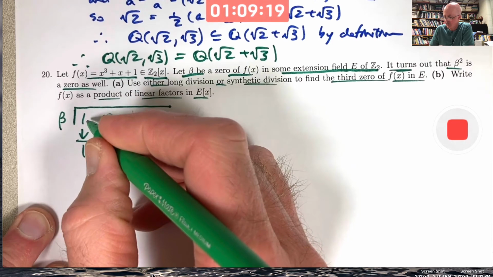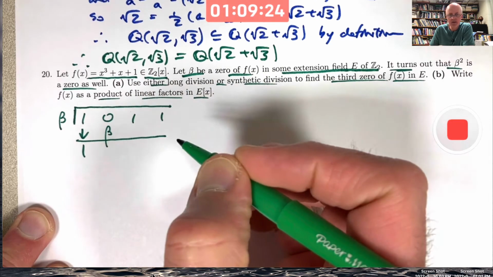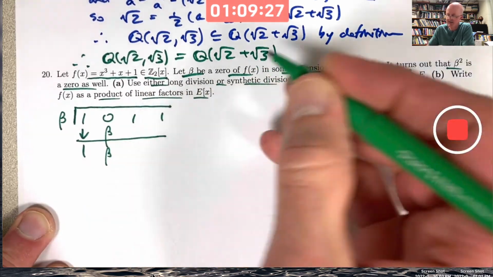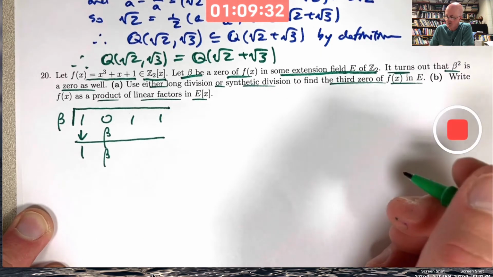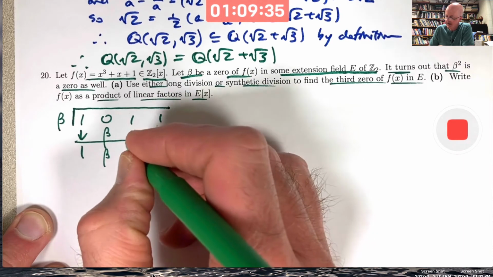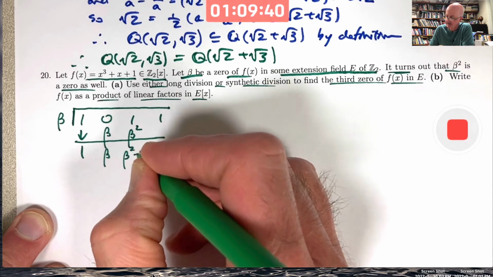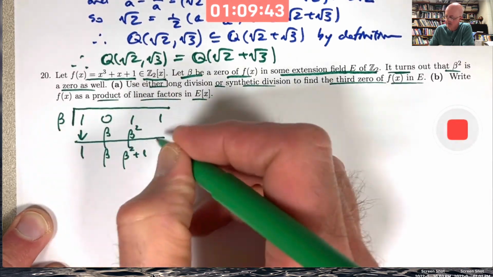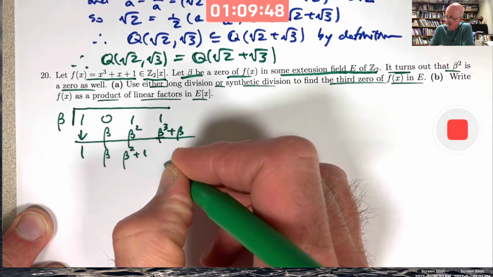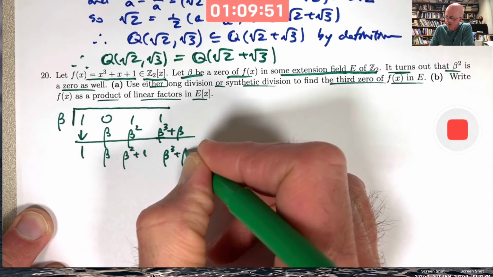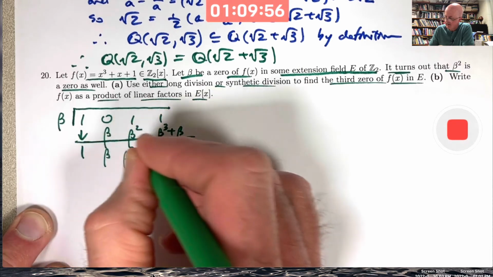So with synthetic division, you take the first number and bring it down. Then you multiply. Beta times 1 will be beta. Then you add: 0 plus beta is beta, in this field extension E of Z2 that I'm not specifying. Multiply beta times beta, you could call it beta squared. Add beta squared plus 1, which can be written like this. Multiply beta times beta squared plus 1, which is beta cubed plus beta. Add: beta cubed plus beta plus 1.